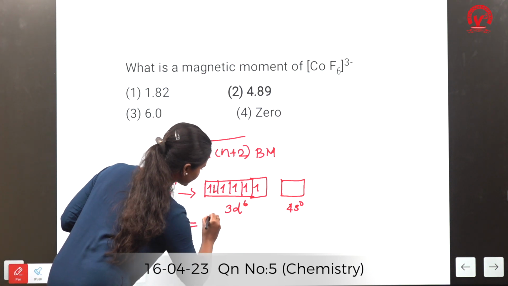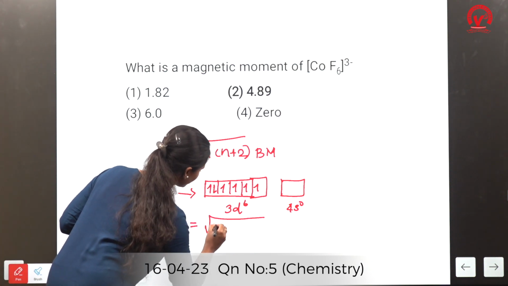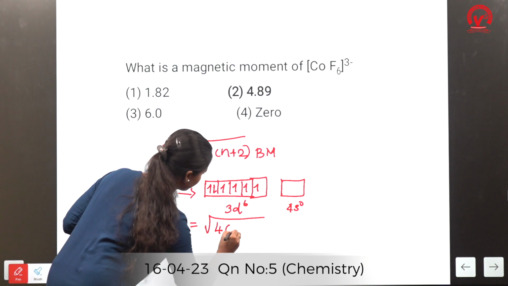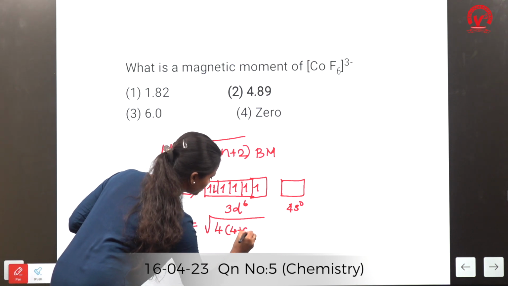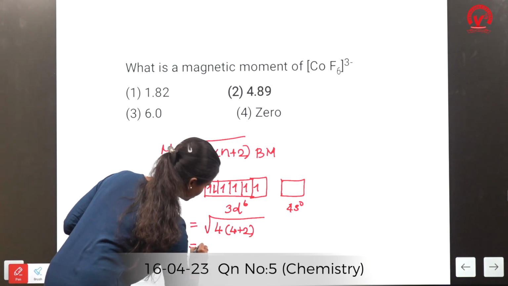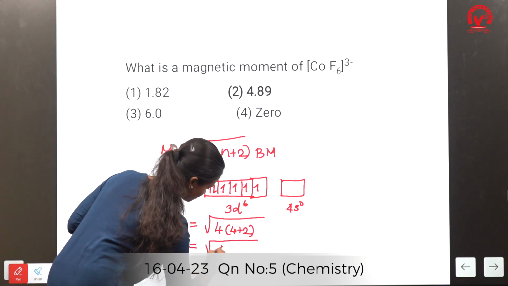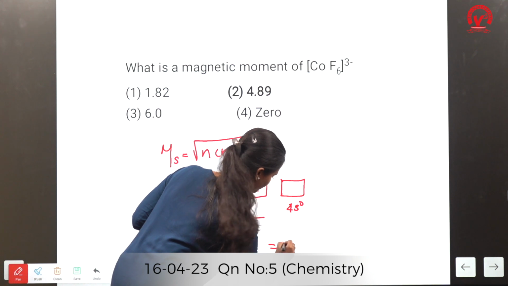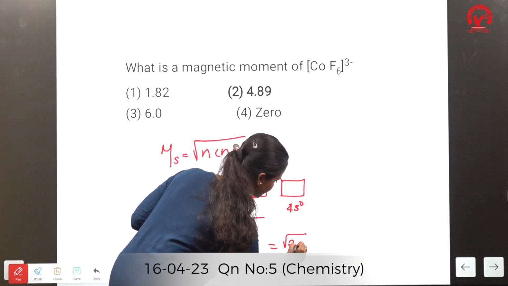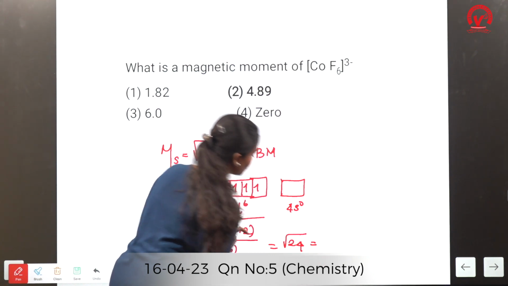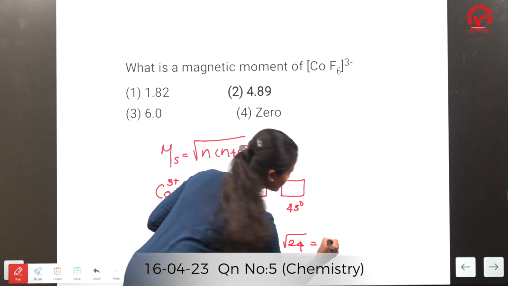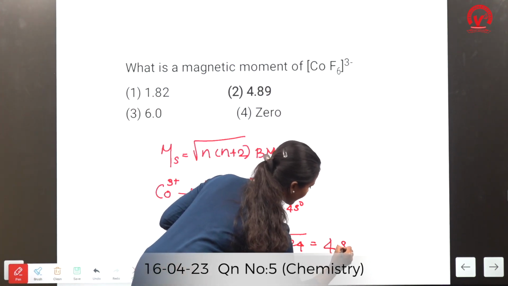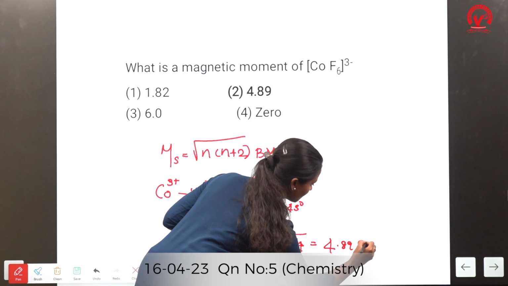We apply this in the equation: 4 into 4 plus 2, equal to 4 into 6, root of 24. So root 24 is 4.89 Bohr magneton.